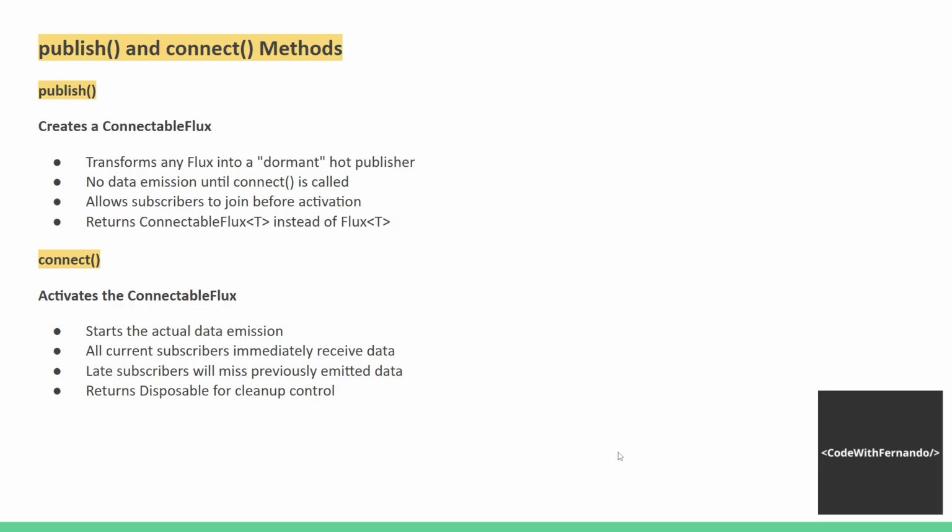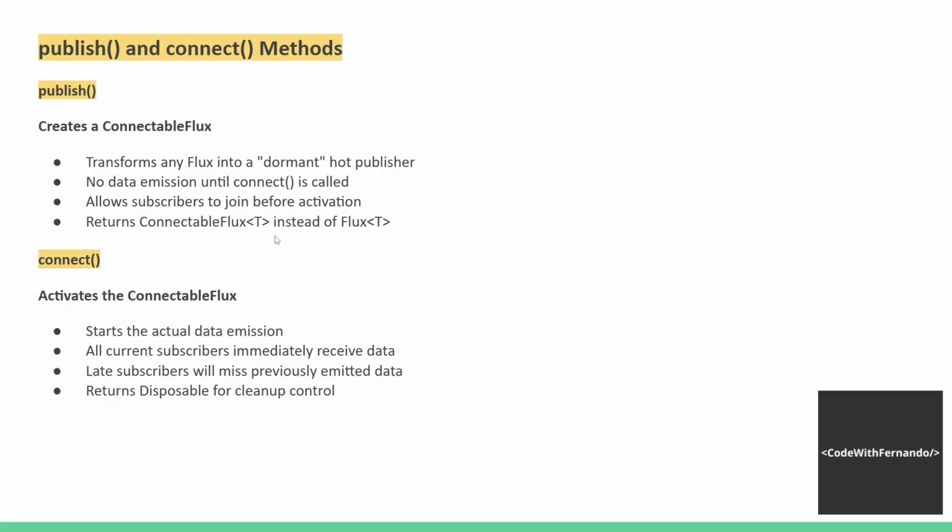So what are we seeing in these methods, publish and connect? Because I'm going to create some examples and we need to understand these methods before doing that. So let's begin with publish. It creates a connectable Flux, okay? Transforms any Flux into a dormant hot publisher. No data emission until connect is called. Allows subscribers to join before activation. Returns ConnectableFlux instead of Flux.